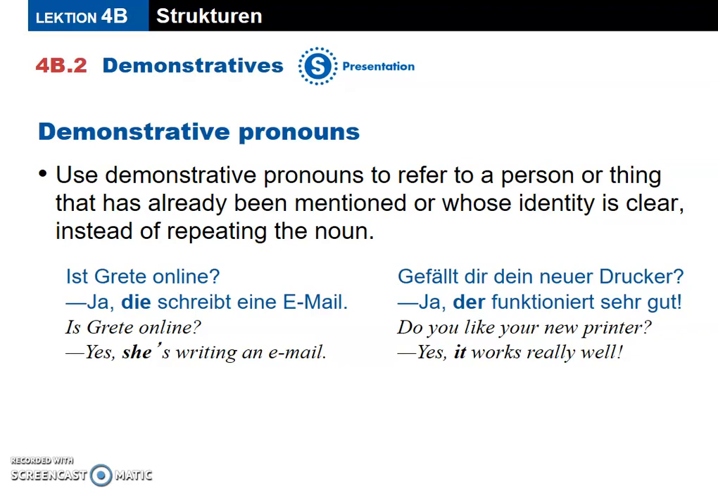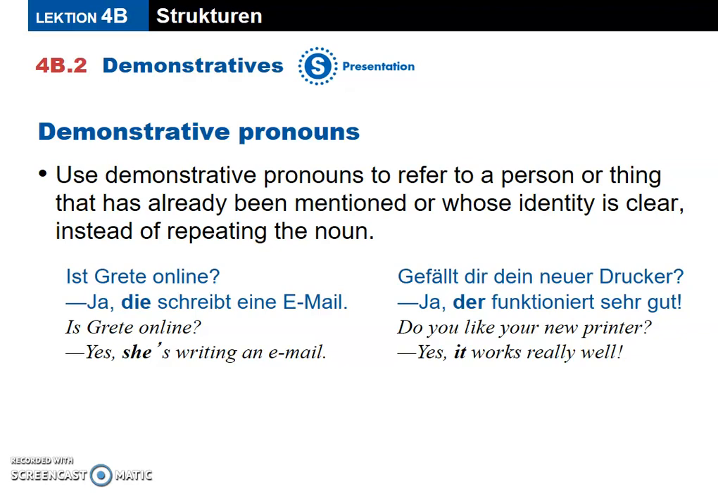Ist Greta online? Ja, die schreibt eine E-Mail. Is Greta online? Yeah, she is writing an email. You could say, ja, sie schreibt eine E-Mail. But it calls more attention to the subject there whenever you say die instead of sie.